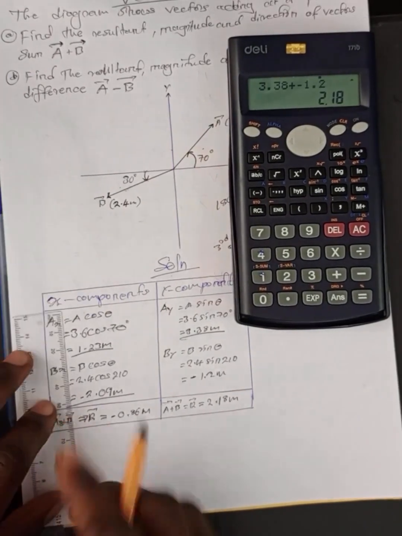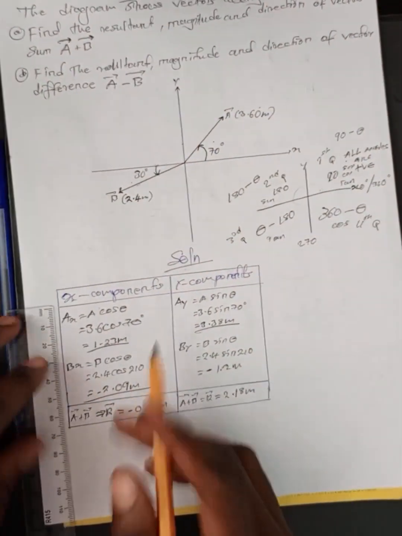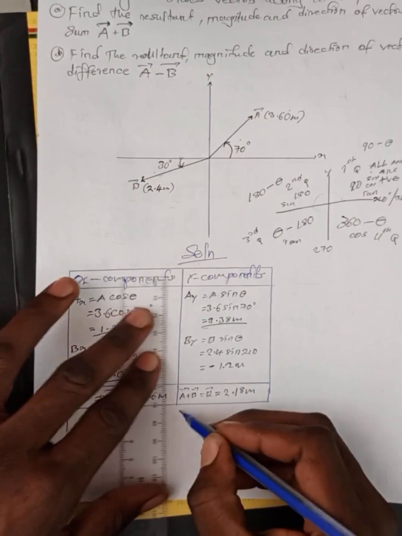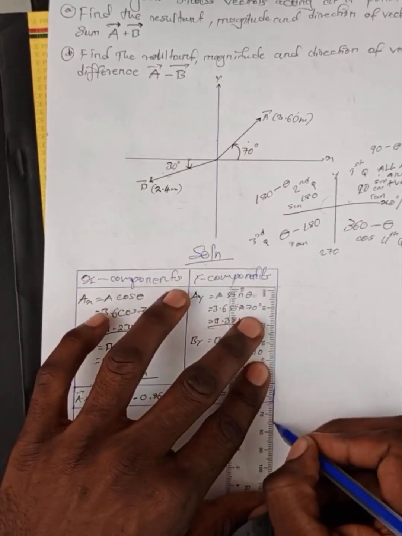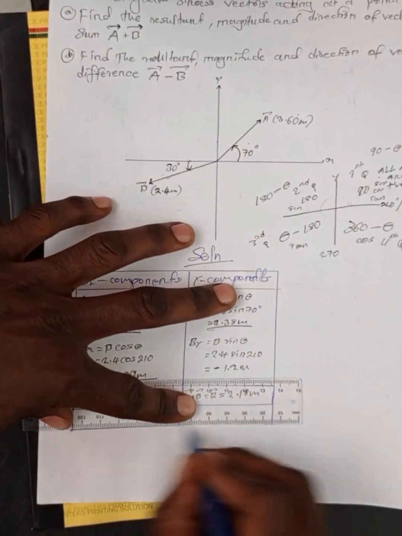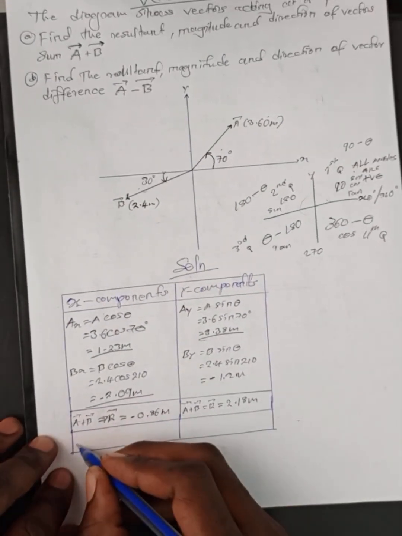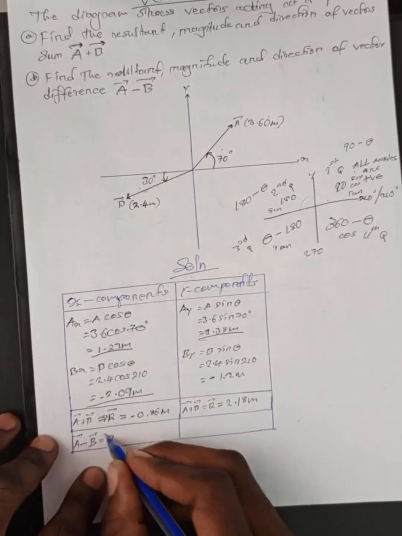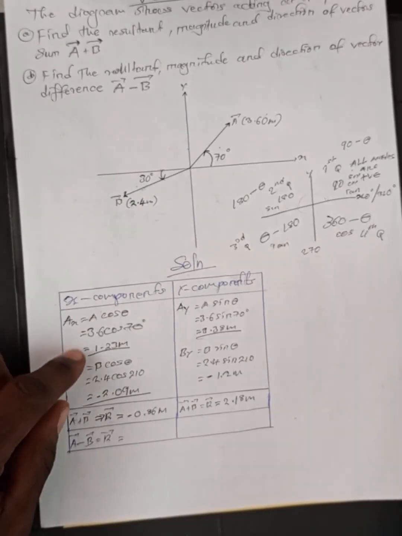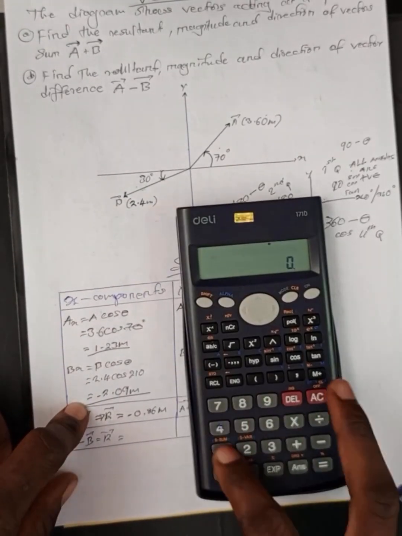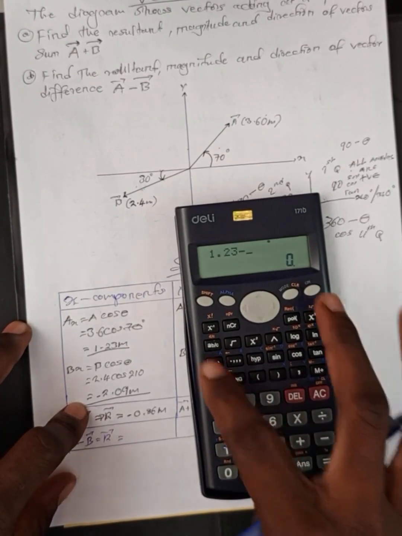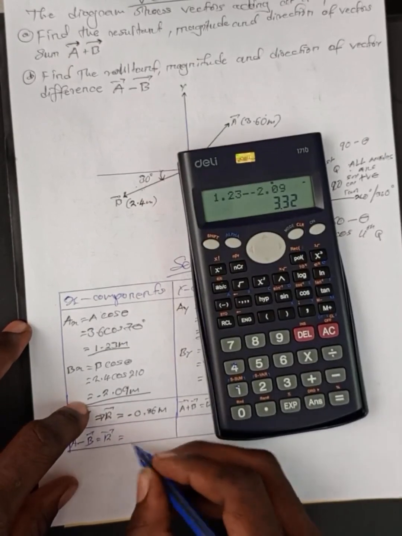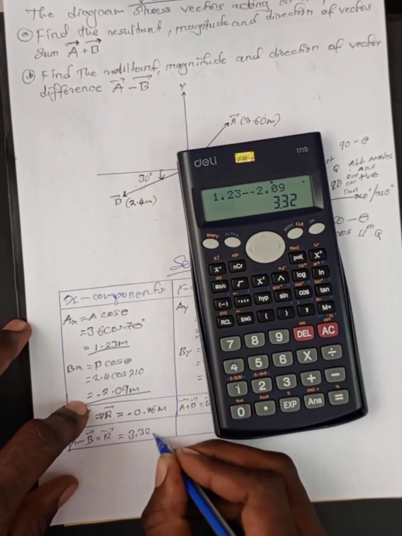Again, we are going to do A minus B in advance. All right. A minus B, the resultant. So we are going to have A minus B vector here, meaning this minus this, all right? So we are going to have 1.23 minus negative 2.09, okay? So we are going to have 3.32 meters.